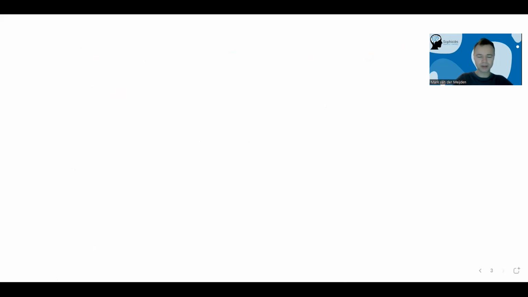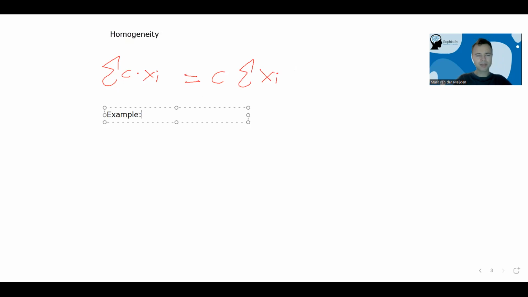Okay, the first one, homogeneity. So the definition of homogeneity is that you have a summation, and it has this structure. It's a constant times some expression. And I will give an example, obviously. And according to homogeneity, you can simply put the constant in front of the summation. Like this here. Okay, so let's do an example. I will show you with an example that this really is the case.